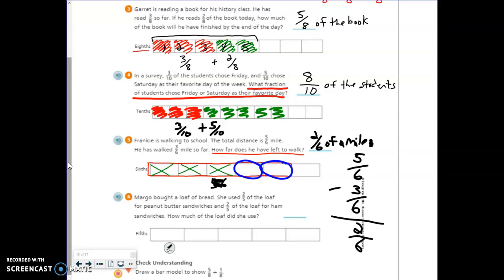It says Margot bought a loaf of bread. She uses 2/5 of the loaf for peanut butter sandwiches and 2/5 of the loaf for ham sandwiches. How much of the loaf did she use? So again, this is another one where we're going to combine the total of those two fractions. We're putting them together. Not how much is left, not how much of the loaf is left to use, but how much did she use total, meaning those two numbers combined.